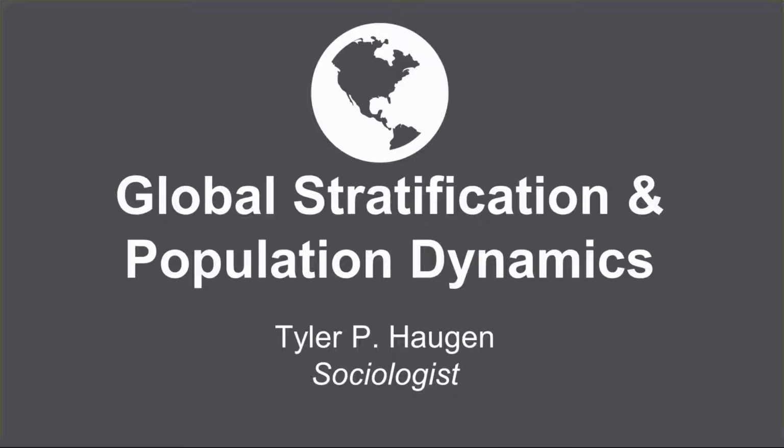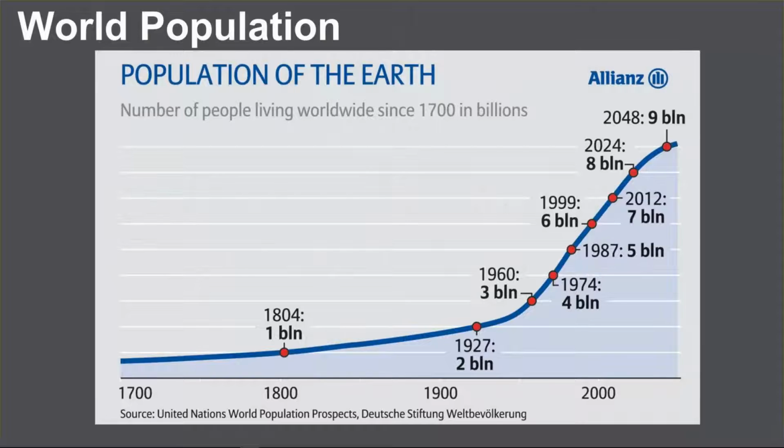In this module, we're going to take a look at global stratification and population dynamics. Your book will go into much more depth regarding some of the theories here, but this will provide a good overview. First, let's start with looking at the world's population and how it has changed over the last several hundred years.